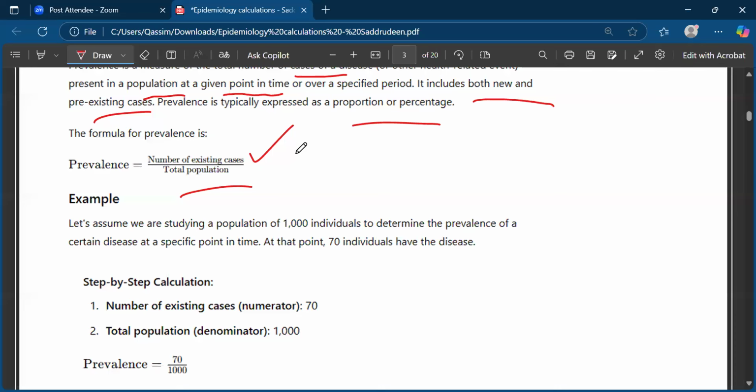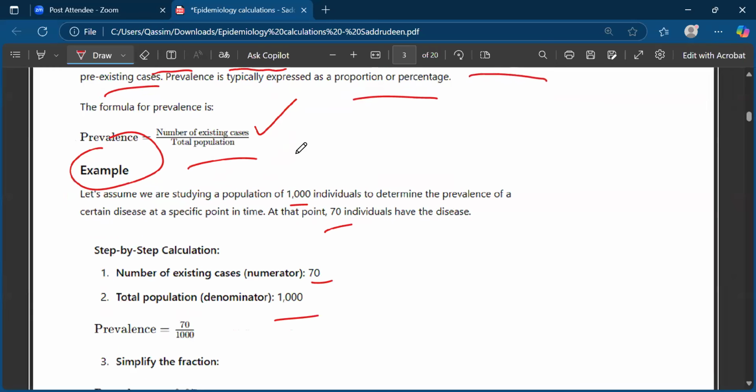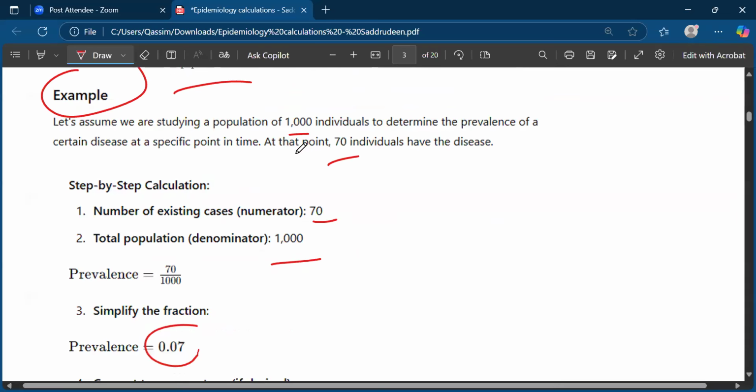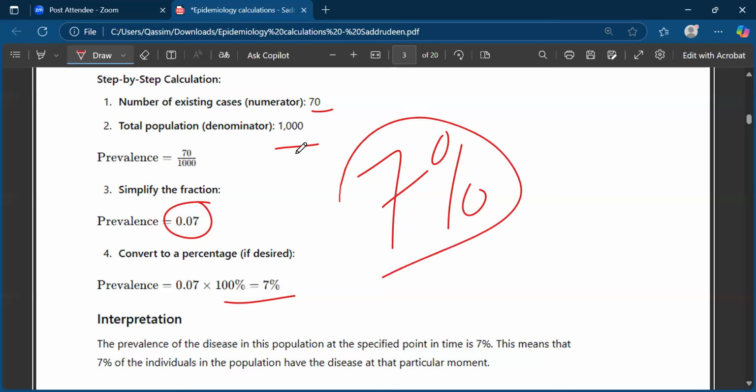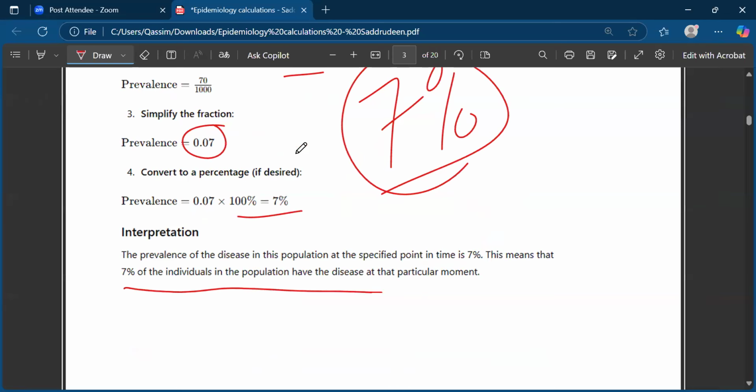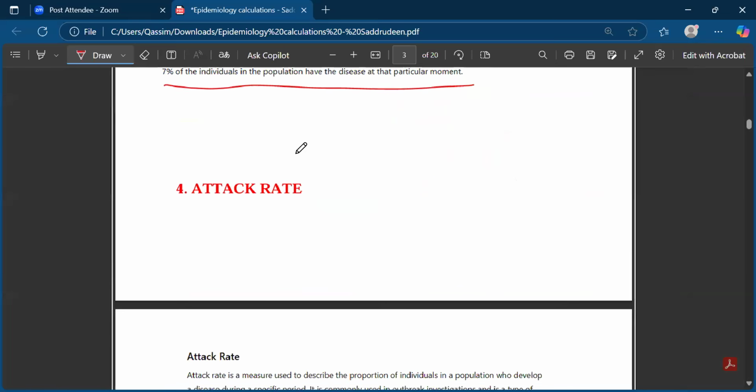So let's take this example. We're studying a population of 1,000 individuals to determine the prevalence of a certain disease at a specific point in time. And at that point, 70 individuals have the disease. So you ask, what is the prevalence? Basically, you just take your 70 over 1,000, your total population, and then you simplify the fraction, you get 0.07. Then you can convert to percentage. So you can say 7% of the individuals at this particular point in time have the disease. So let us look at the last line here. It means 7% of the individuals in the population have the disease at that particular moment. So far, so good. If you have any questions, just feel free to type in the chat box.